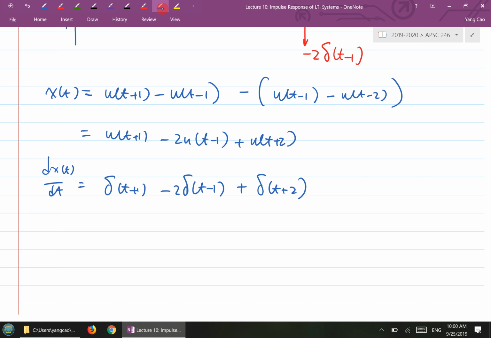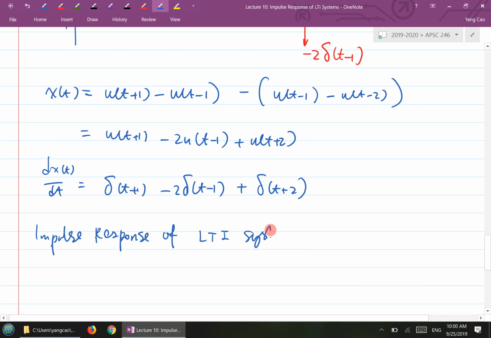So this is what we wrote at the beginning here. Let's look at the so-called impulse response of LTI systems.